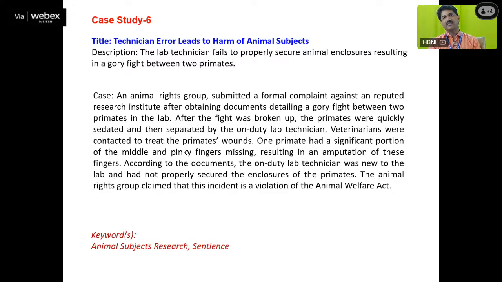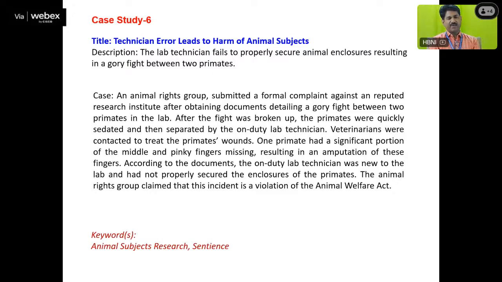So they have raised the complaint against the reputed research institute. When an animal rights group raises a complaint against a research institute, this becomes a sensational case for news channels. So whenever we are doing our experiments and involving animals, we have to be extra careful and empathetic towards the animals.